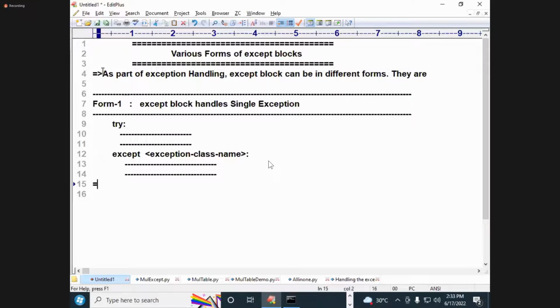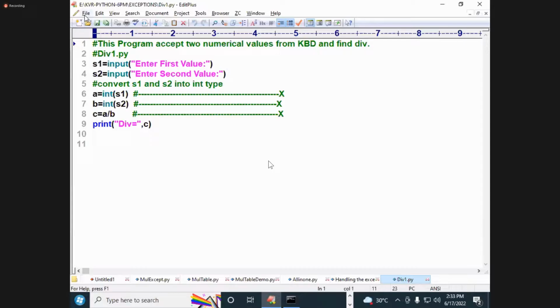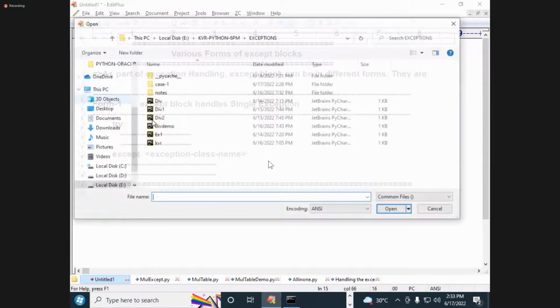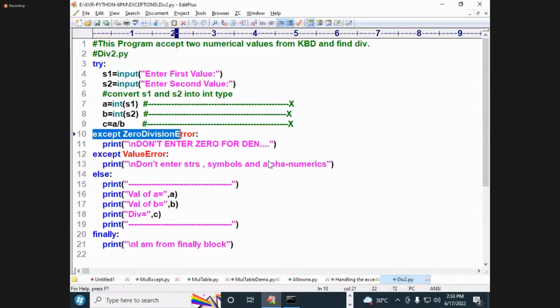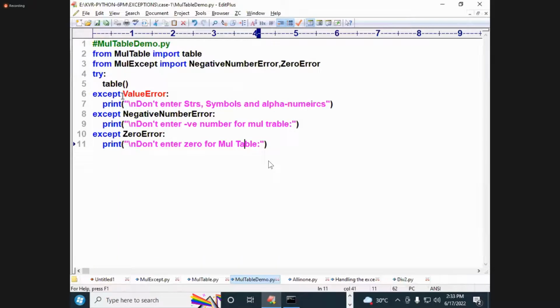Up to now all our programs will contain what? See this now. Take one example, a beginning example, div2.py. You see, except ZeroDivisionError, except ValueError. In today's program, the ML demo, ValueError is in one place, negative number error is one place, ZeroDivisionError is one place. How many exceptions did I write? Separate except blocks. That is the standard notation, right?